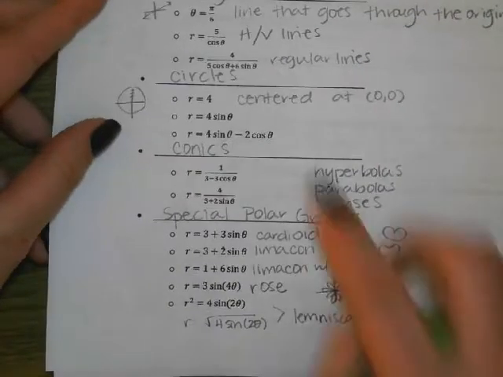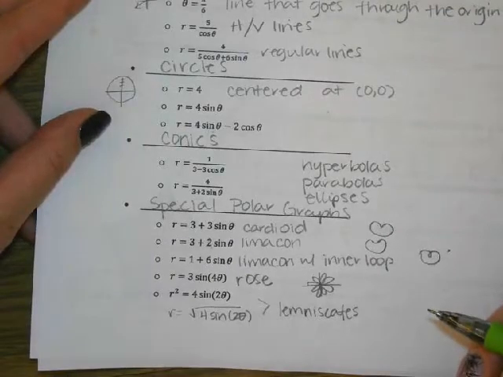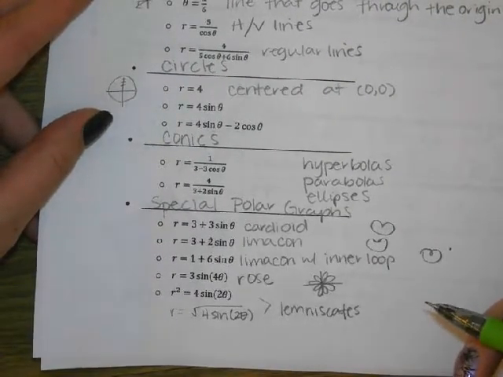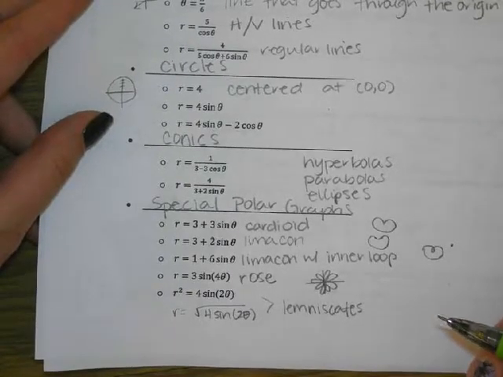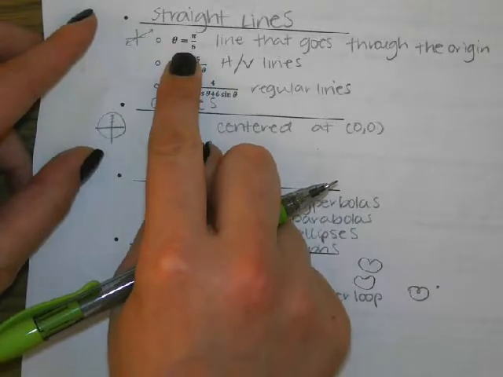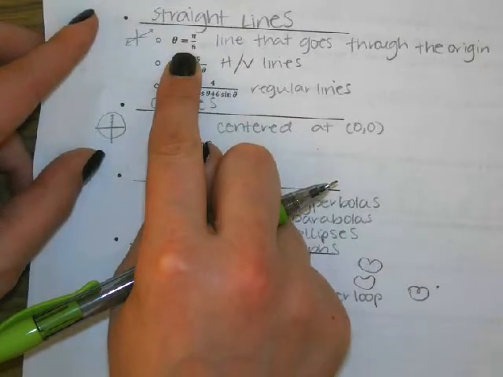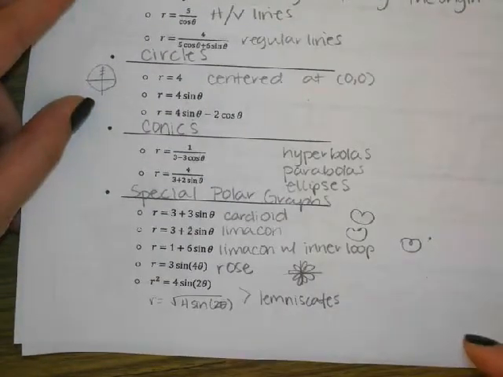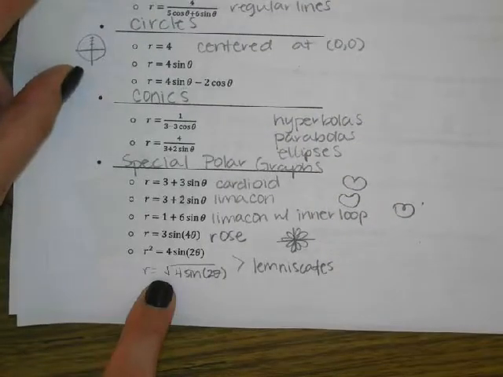Okay, so what do you guys notice about these equations? It's r equals something, right? What are the two exceptions to that? Theta equals, so that's a straight line that goes through the center. That's one exception. What's the other exception? R squared. Okay, but the rest of the time you're always getting r alone. And even in this one you can technically get the r alone.